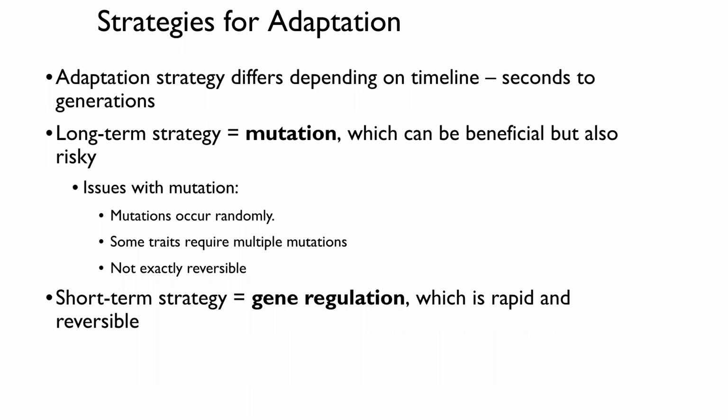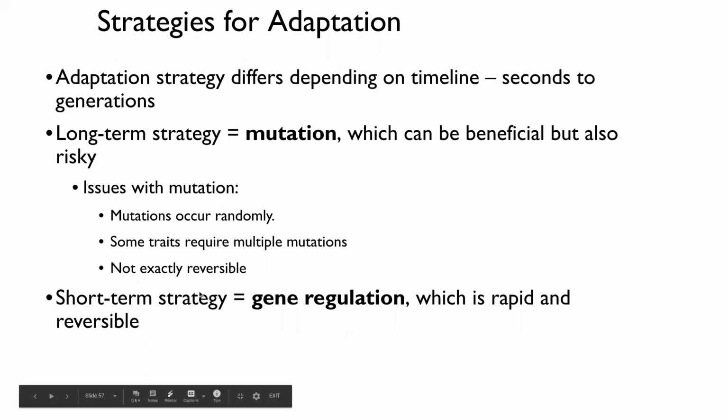Now, bacteria adapting to the environment differs depending on the timeline. It's seconds to generations. A long-term strategy for adaptation is what we call a mutation, which is just a change in the genetic code of the bacteria. And mutations can be very, very beneficial, but also very risky. So mutations have some issues because they occur randomly, and some new traits require multiple mutations, and it's not a reversible thing. Once you get a mutation, it's really hard to get rid of it. If you have a bad mutation, it sticks around. That's the unfortunate thing about mutation. But again, it's a long-term strategy.